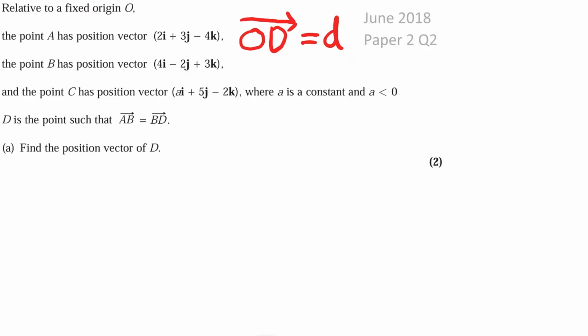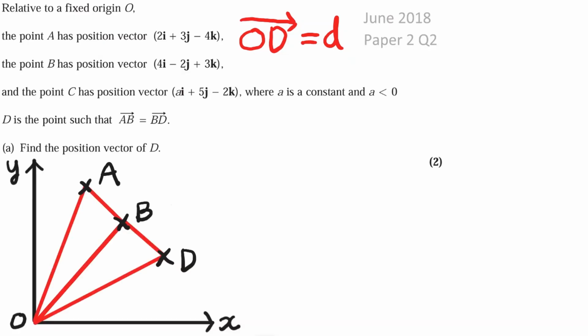Okay, so like before, let's draw a diagram in order to show what's going on. As I said before, we can draw 2D diagrams a lot of the time to represent 3D problems. So we have these 3 points here, A, B and D. I've actually not included C in this diagram because the point C isn't really relevant to part a. Point C comes in part b, so we're just going to ignore it for now.